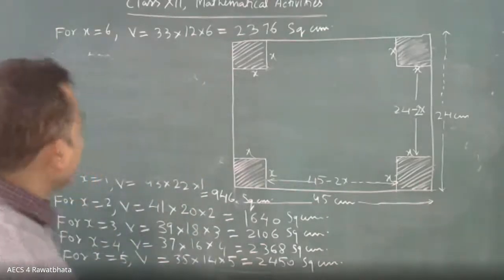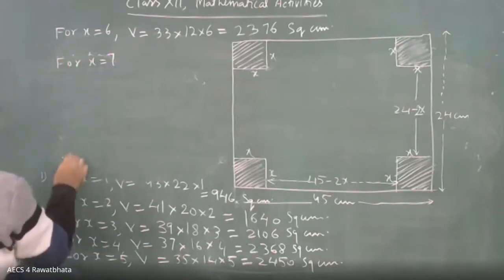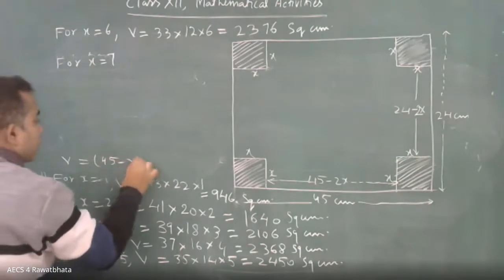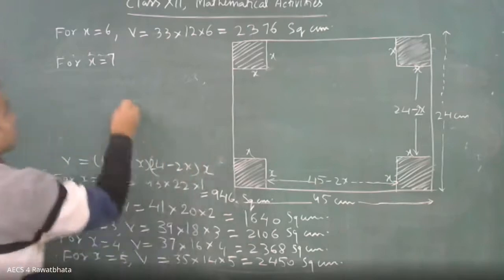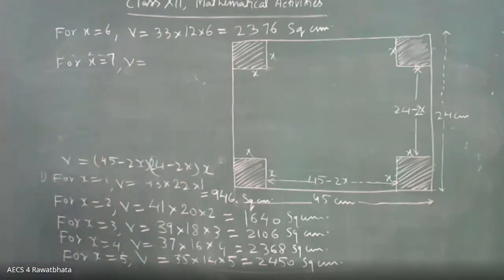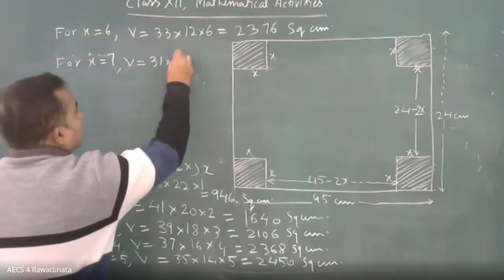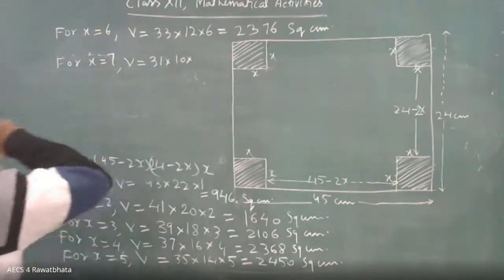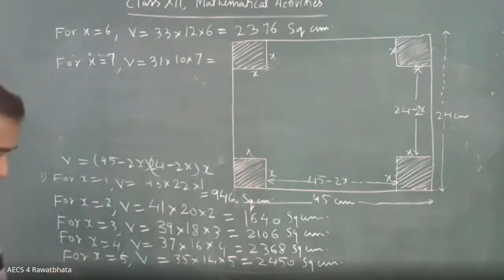Okay, let's put in more values. For x equal to 7, V is the same, our 45 minus 2x, 24 minus 2x into x. So V is going to be equal to how much? 45 minus 14, how much, students? Tell me. 31 into 10 into 7. How much? 2170.